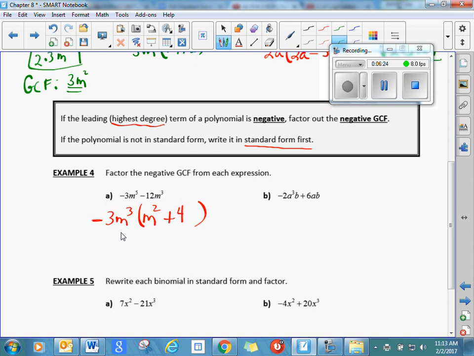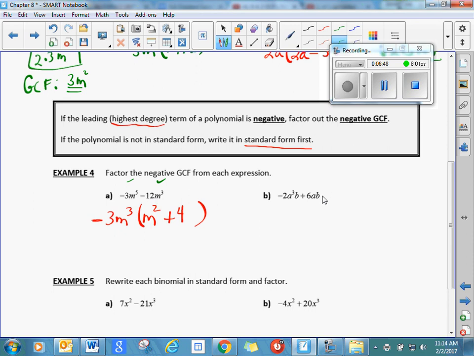I'm going to check my work. Negative 3 m cubed times m squared is negative 3 m to the 5th. Got it. Negative 3 m cubed times a positive 4 is a negative 12 m cubed. And I'm done. These are great because you can always check your work. You can always get back to where you came from. So you need to have enough self-discipline to actually do that.